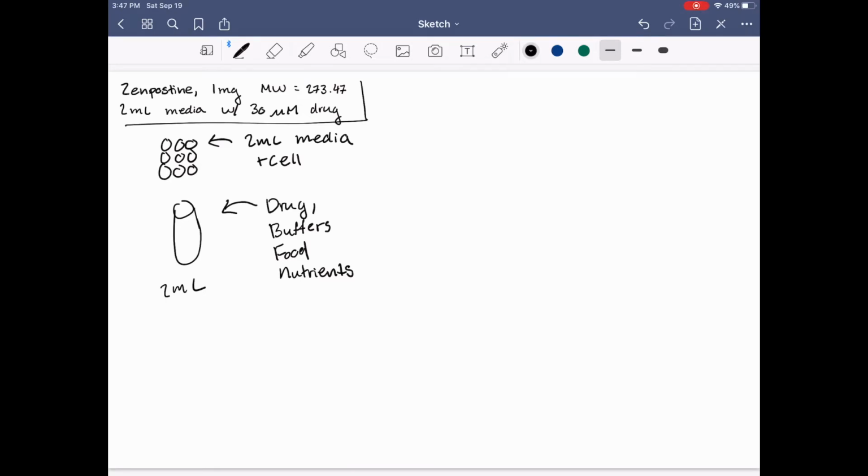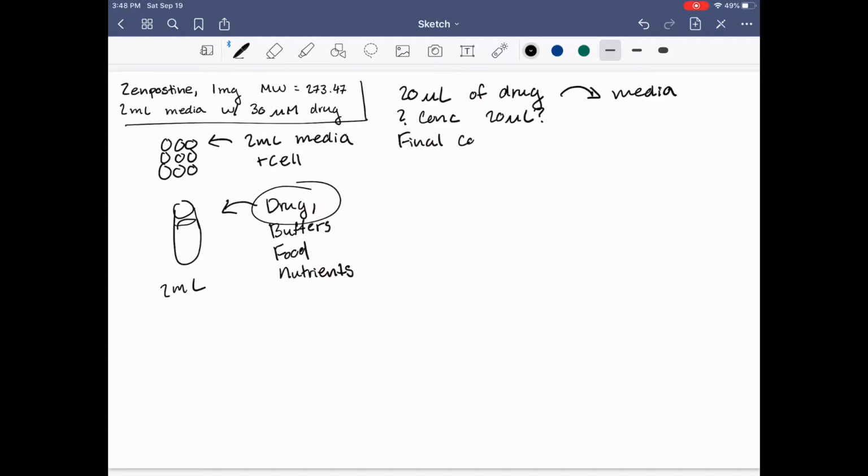So we just want to be able to add a little bit of our stock of drug to this media so that the cells can use it, okay? So your teacher said, how about if we add 20 microliters of drug to our media, right? Okay, so what concentration does this 20 microliters need to have? Our final concentration, after we add to the 2 mils, will be 30 micromolar. So what is our initial concentration?